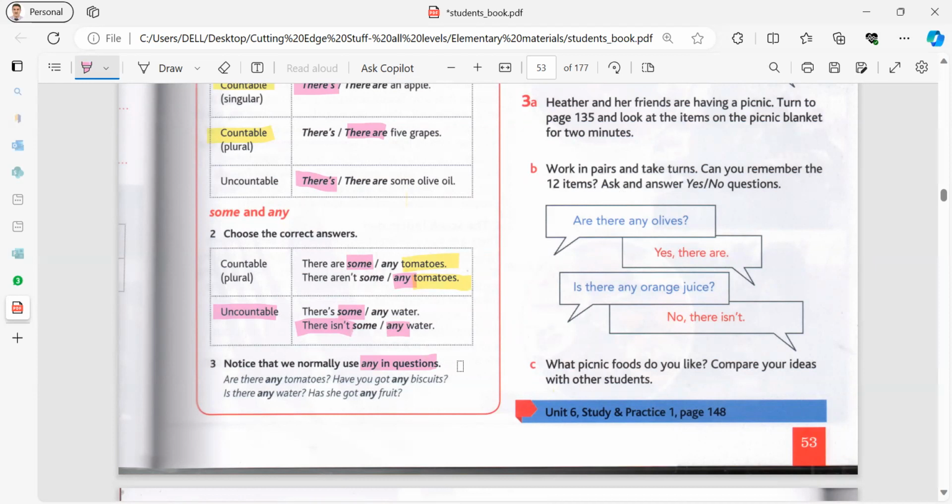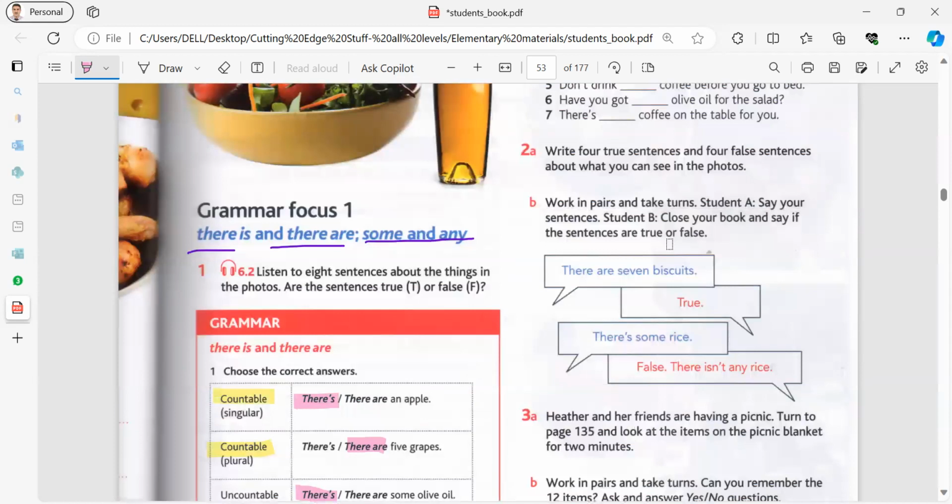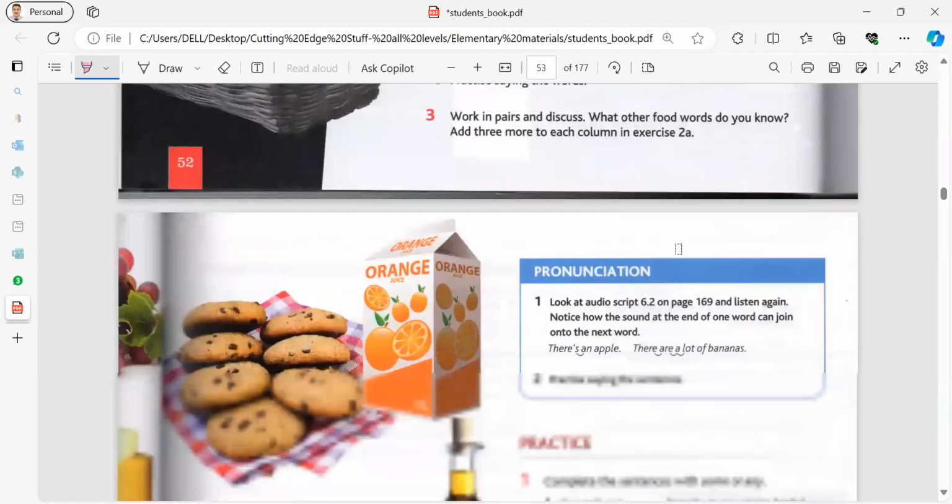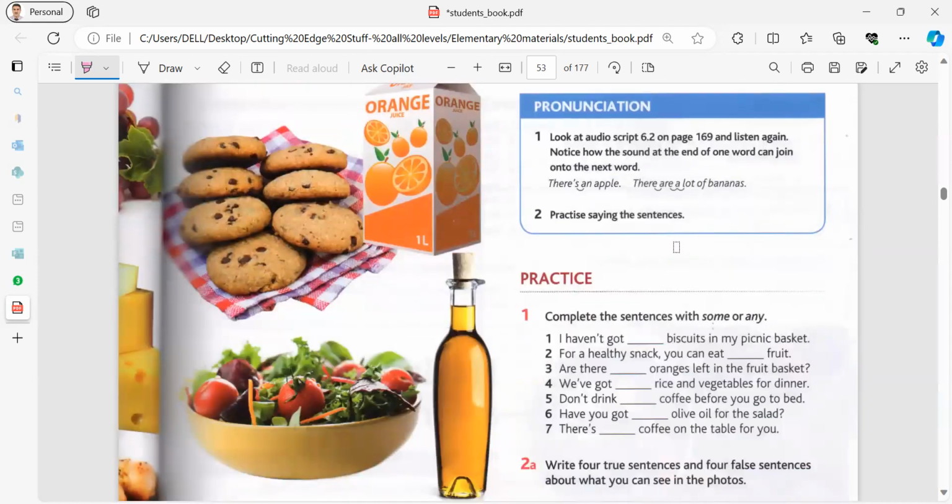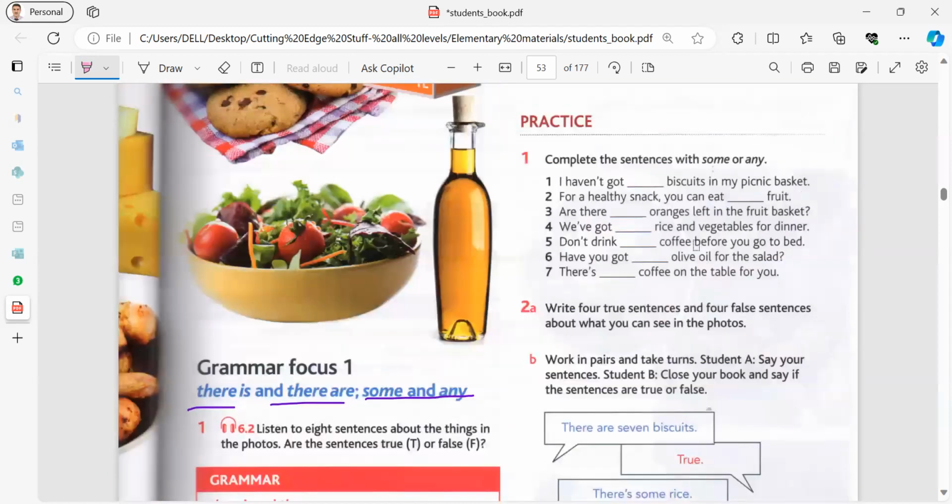For the question, you can say, are there any tomatoes? Yes, they are. Any biscuits? Is there any water in the fridge, for example? Has she got any fruit? No, she hasn't. So we use any for negative and the question. Clear?